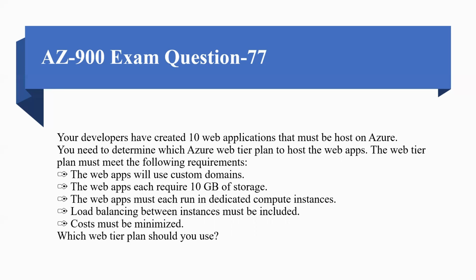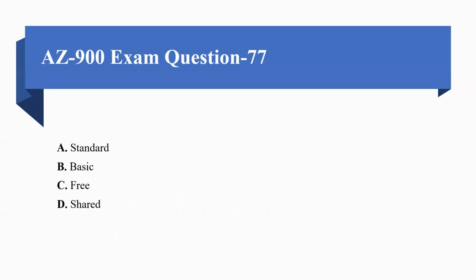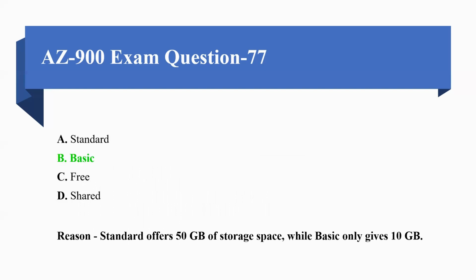Number two, web apps each require 10 GB of storage. Number three, web apps must each run in dedicated compute instances. Number four, load balancing between instances must be included. And number five, cost must be minimized. So which web tier plan should you use? The options given are A, standard, B, basic, C, free, and D, shared. And the correct option is B, basic.